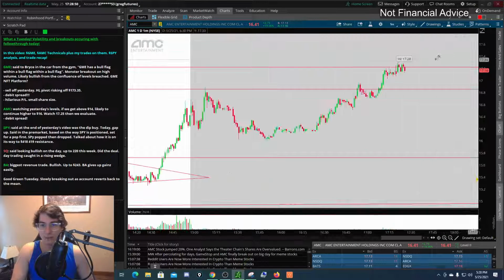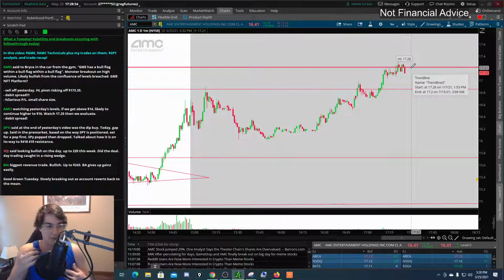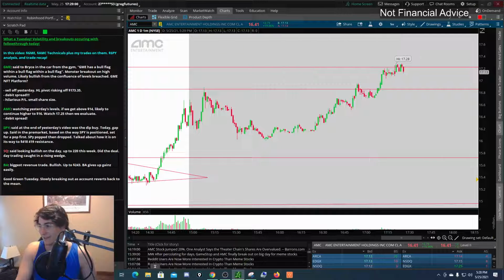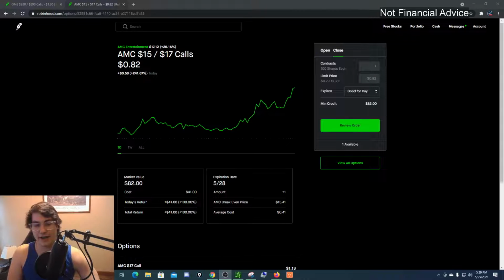And there's AMC pulling back a little bit from this upper resistance area. So we'll see where AMC opens. This one is more of a wait and see type of trade, and you'll be able to see that at Weenie Trades Live.